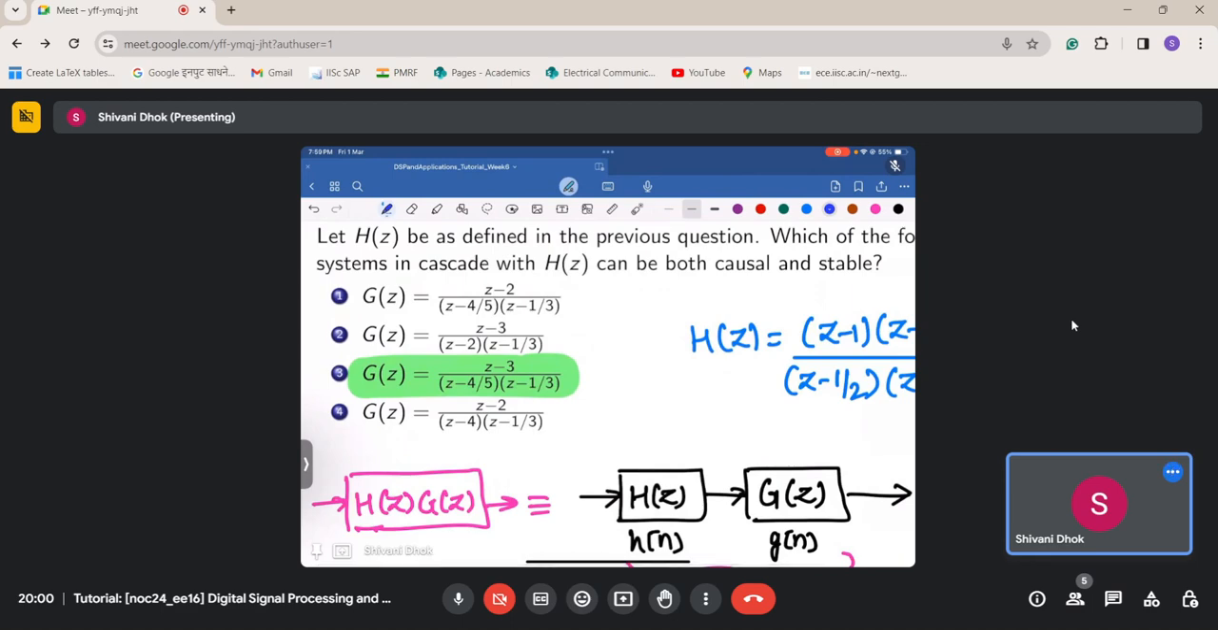Any questions? So this is the final answer that I have. Any questions in any part of this tutorial? This was the last question that I have planned to cover.